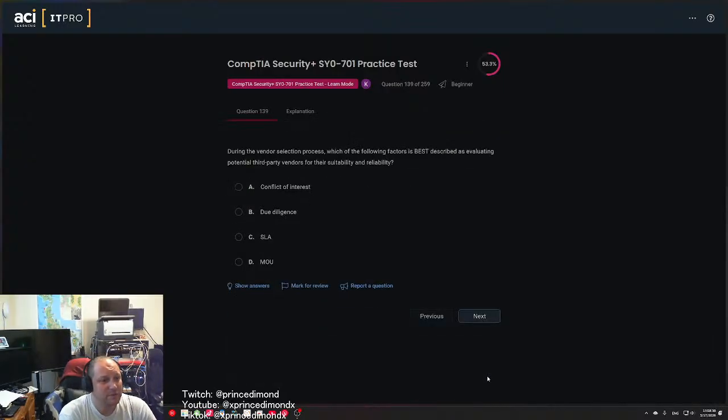During the vendor selection process, which of the following factors is best described as evaluating potential third-party vendors for their suitability and reliability? You're going to do your due diligence. Although service level agreement, suitability, reliability. Reliability is going to be their service level agreement. So please be right.